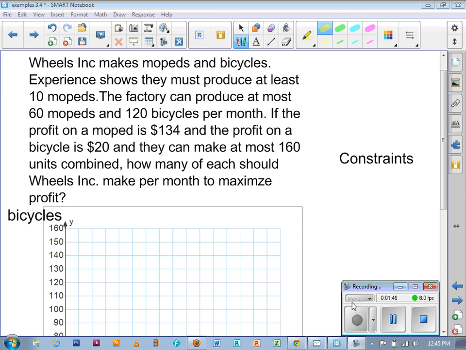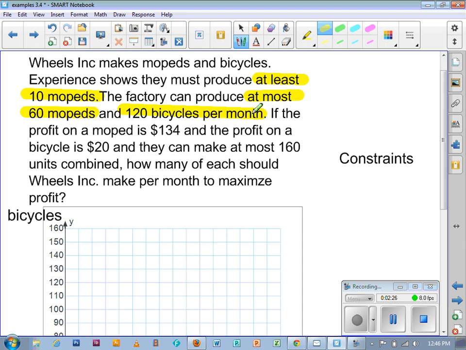This basically is an application problem of linear programming. First, let's highlight some important information. Produce at least 10 mopeds, which means that they can produce 10 mopeds or more, 10, 11, 12 on up. And then it says here at most 60 mopeds, which tells us that we do have a limit in our factory. We can't produce more than 60 mopeds. And then another restriction here is that as far as bicycles, we can only make 120 bicycles per month at most.